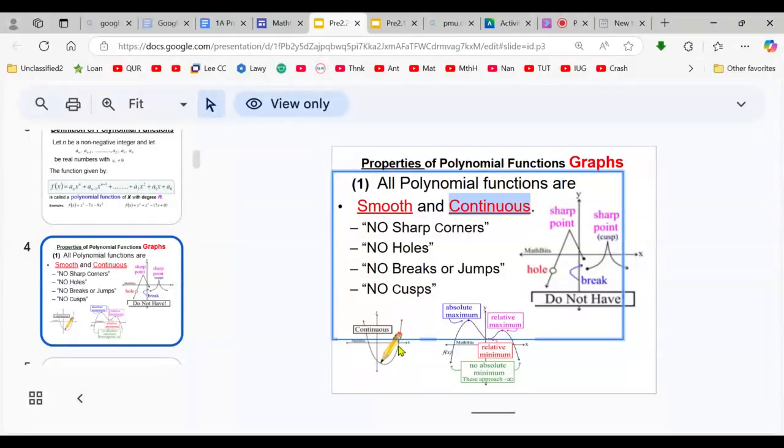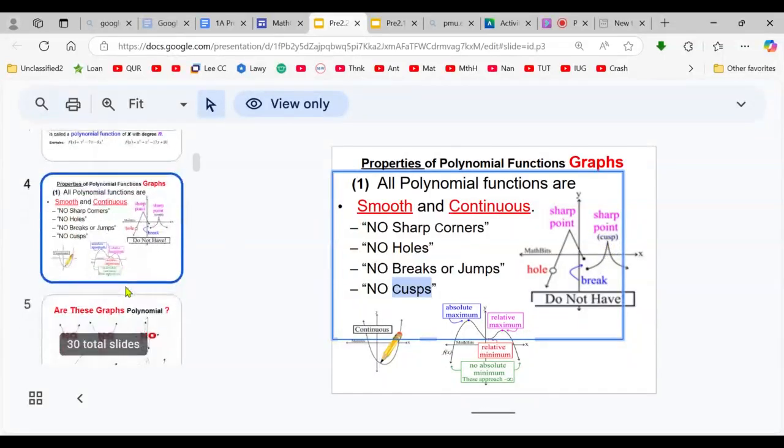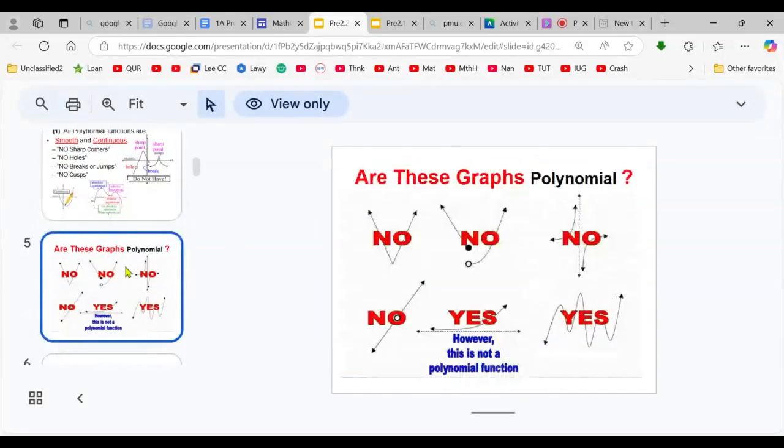It has to be continuous, which means when you graph it, you do not lift your pencil from the paper. What does cusp mean? Cusp is like a sharp point. Okay, all right. Let's move to the next one.